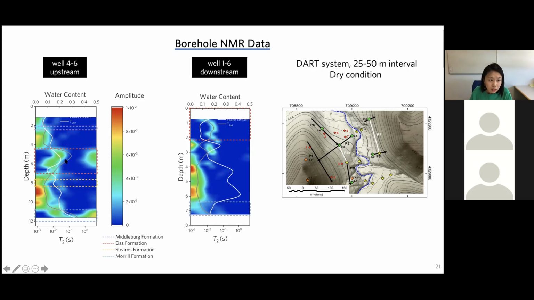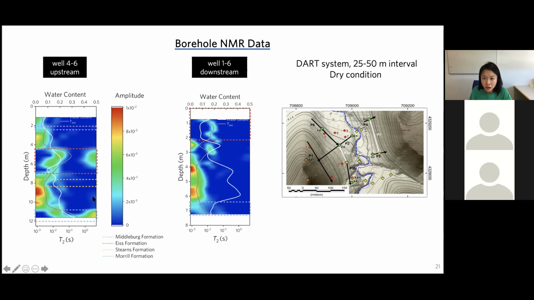What you can see here is the water content, which is the white line here, as well as the T2 distribution, and also the characteristic T2 value, which is a T2 ML value, shown as a green line here.